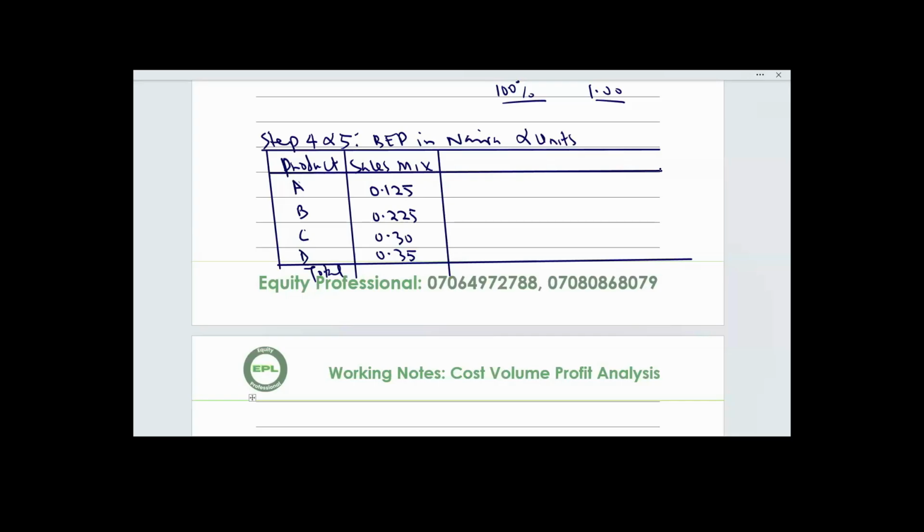All right. So here is 1. The next thing will be break-even point in Naira, then selling price. After selling price, we then have break-even points in units, which is what the examiner wants you to do. Okay then. So give me the selling price for each product first.